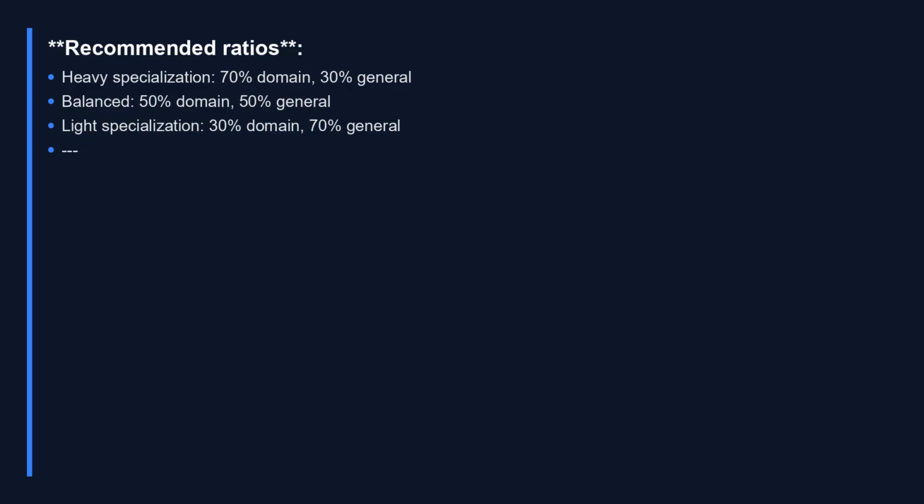The right mixing ratio depends on how specialized you need the model to be. Heavy specialization, 70% domain, 30% general, maximizes domain performance but carries more forgetting risk. A balanced 50-50 split is the safe default for most projects. Light specialization at 30% domain, 70% general is appropriate when you want a gentle nudge toward a domain without sacrificing general capability. Start balanced and adjust based on your evaluation results.